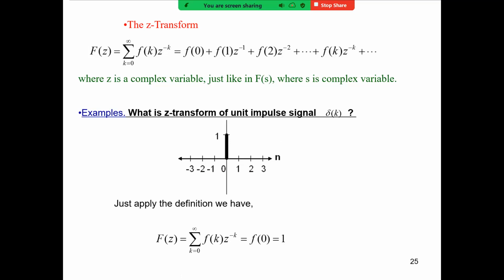Remember, for the continuous time, what is the Laplace transform of the delta signal? It is also 1. That is the reason we say that the transfer function is the impulse response in the S domain.